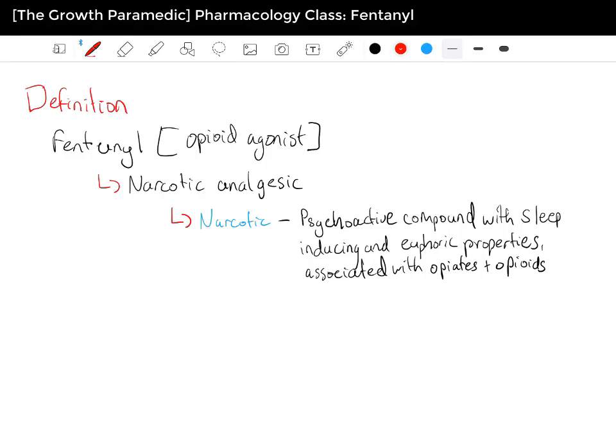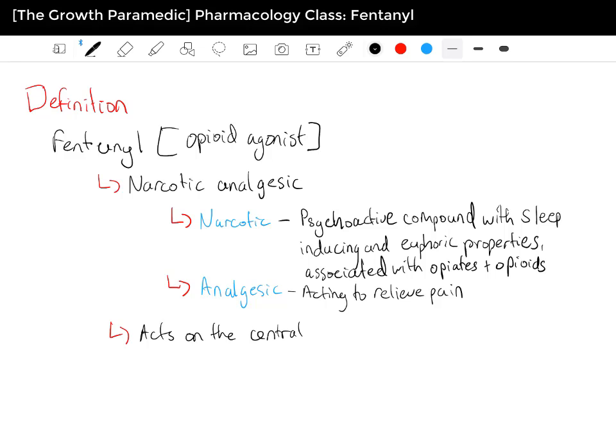Okay, perfect. Now with the analgesic, that's a very simple one. It just simply refers to acting to relieve pain. It's a synthetic narcotic, so it's an opioid agonist, analgesic, and it acts on the central nervous system. So fentanyl acts on the central nervous system, the CNS.